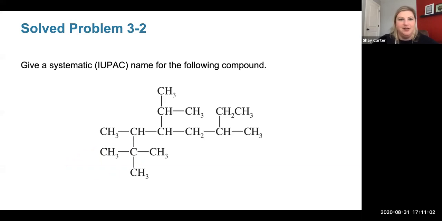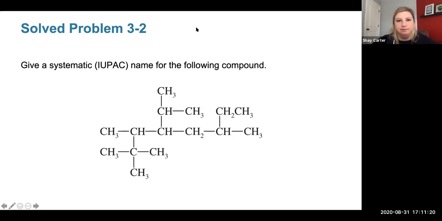There's a glitch in Zoom where when you go to draw, you can lose your mouse. Okay, so let's just start numbering at a bunch of different places and see how we can find our longest chain through all of this.